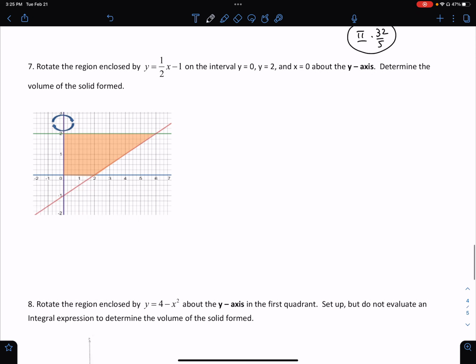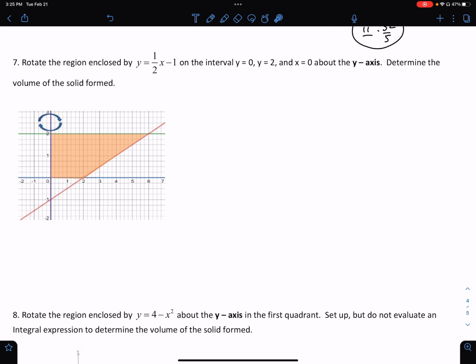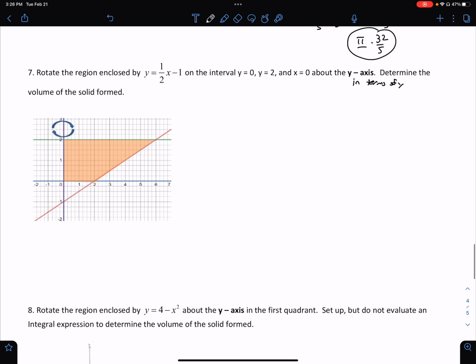All right, let's take a look, number 7. Go and try this one real quick, if you want to pause it. We are looking to find the volume enclosed by the line y equals 1/2 of x minus 1 on the interval, and y equals 0 to 2 and x equals 0. But this time we're going about the y-axis, so you have to be careful. We have to be in terms of y. Determine the volume. So they give us the box here.